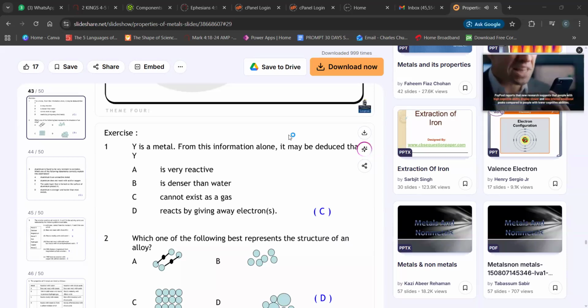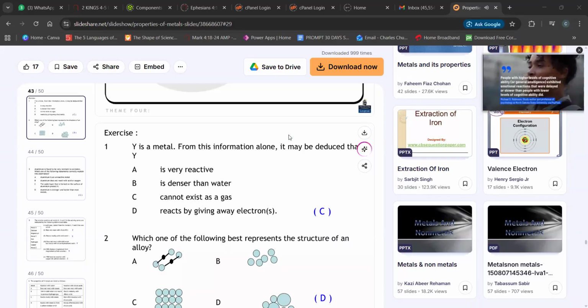Why is a metal? From this information alone, it may be deduced that Y cannot exist as a gas, and I want to quickly add, cannot exist as a gas at room temperature.